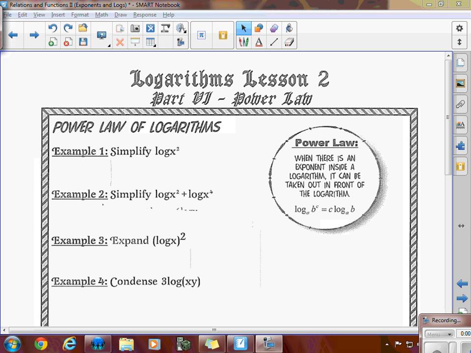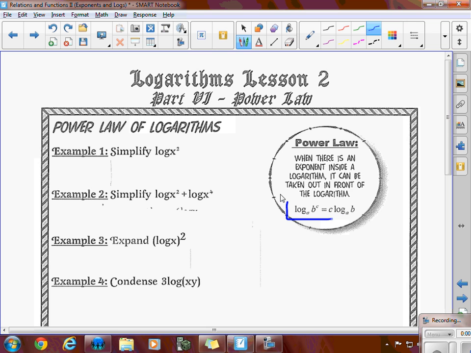Here we're going to examine the power law of logs, and the power law of logs is stated here in general terms. What it basically says is if we have a log to any base and its stuff has an exponent on it, in this case an exponent of c, it's the same thing as just bringing that exponent c down in front, like here, and saying it's c times the log of a, with the stuff being b. So we'll look at it through some examples and have some work to do here at the end.